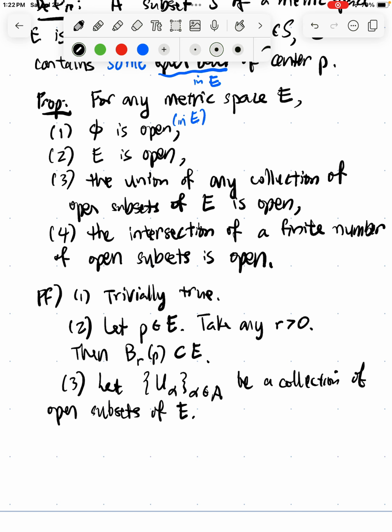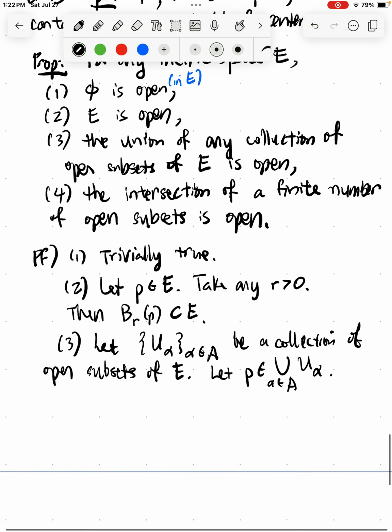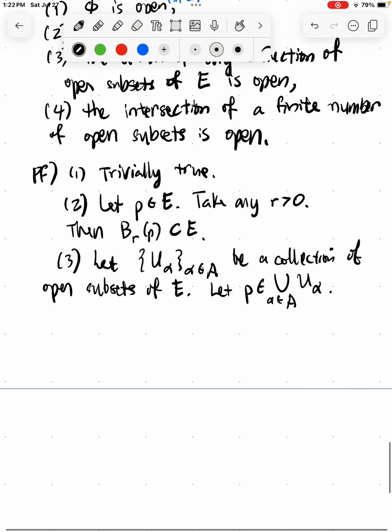Well, let P be in the union of the U alpha. By the way, in case you're wondering what the A is, if we have a collection of open sets, we just let A be any indexing set. This is how we describe a collection of open subsets, which might not be countable. It's just we use an indexing set. So let P be an element of this union.